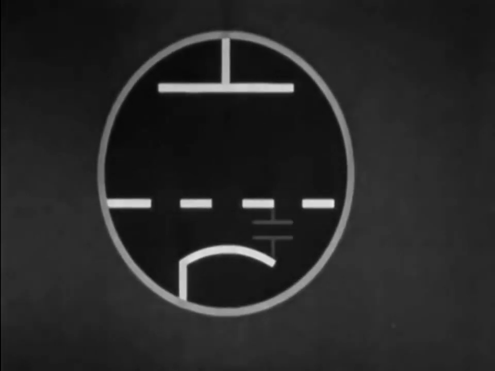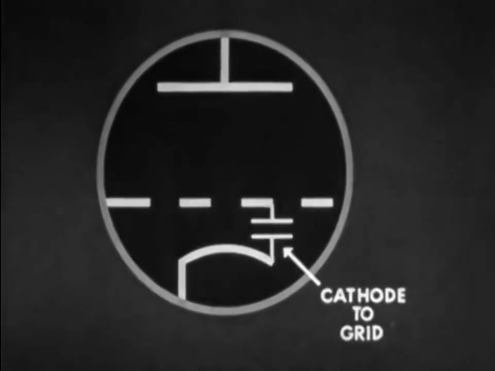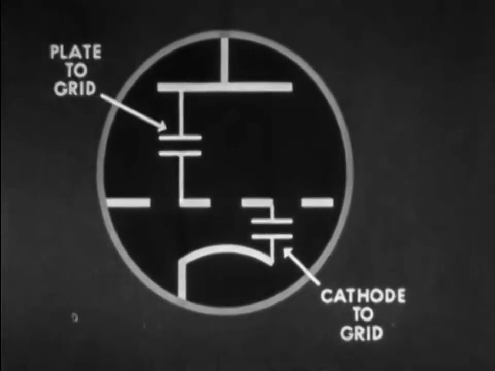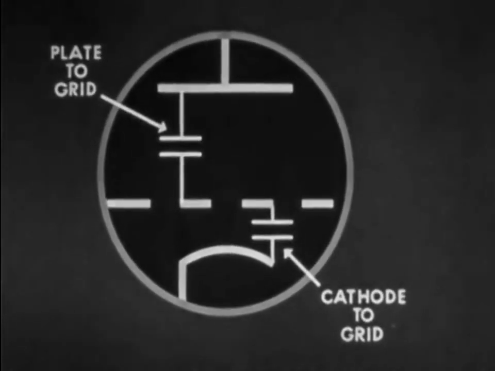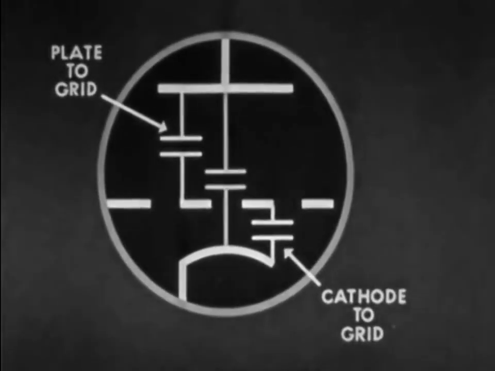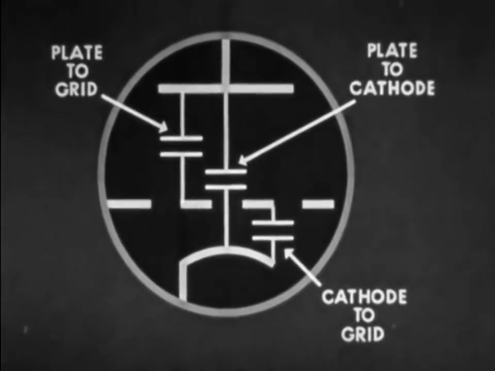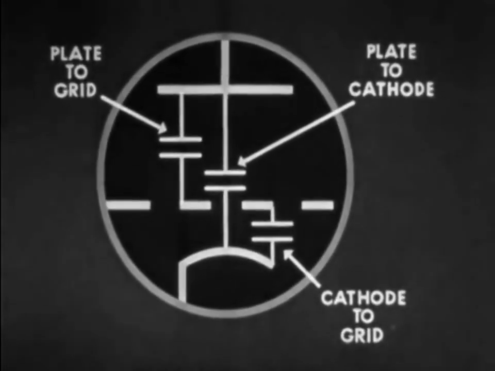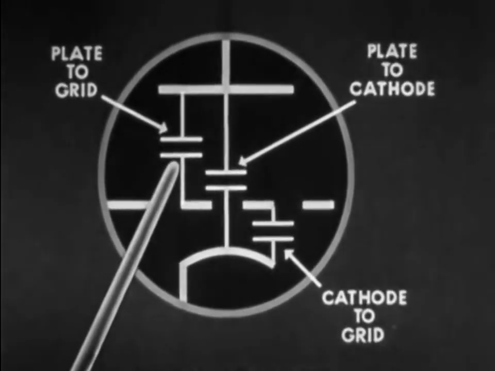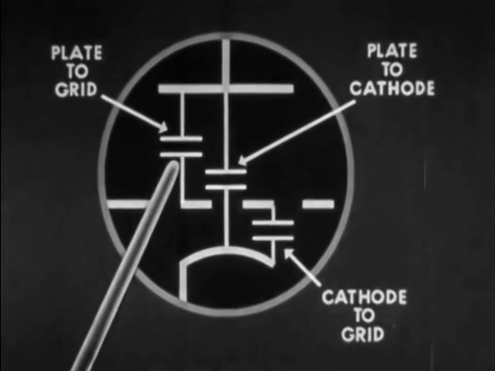The simple triode tube is actually a complicated electric condenser having 3 capacitances to be considered. They are cathode to grid, plate to grid, and plate to cathode. The capacitance of most importance exists between grid and plate. This capacitance may produce undesired coupling between the input and output circuits.